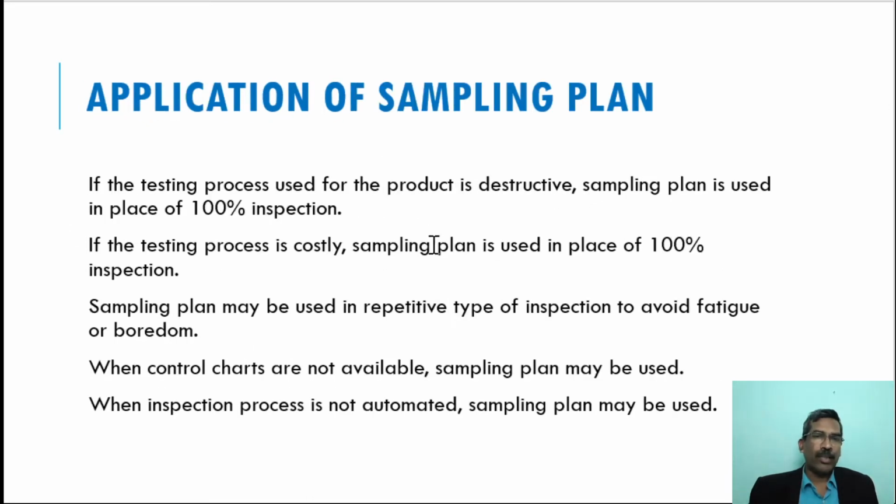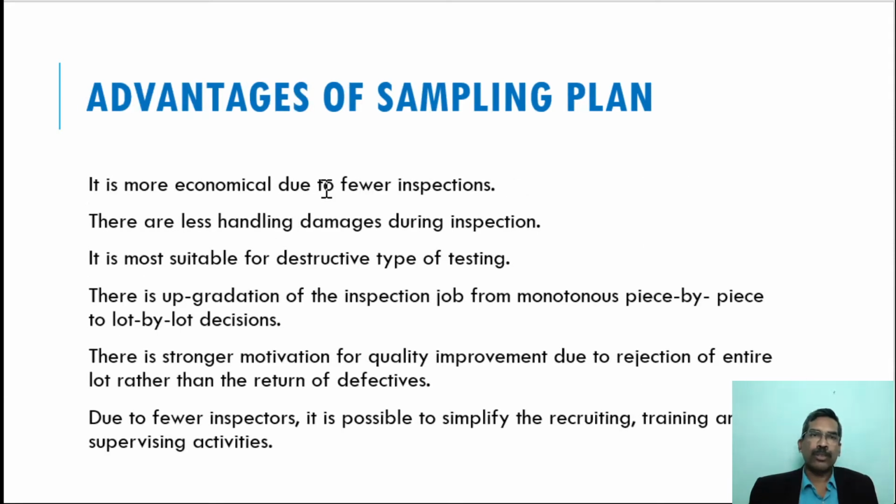Now we have already discussed that 100% inspection is not possible in the case of a costly item or in the case of destructive testing. So then we can use the sampling plan and we can minimize the cost of inspection also.